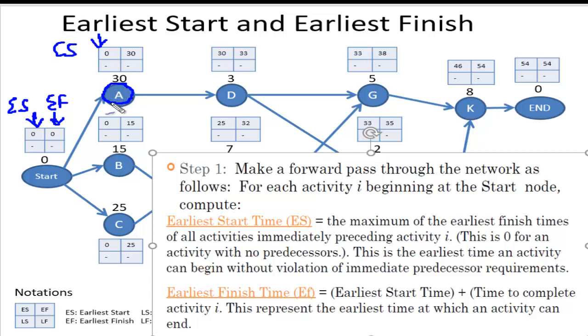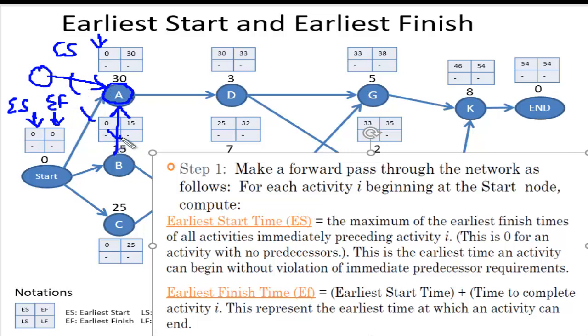So now, if I want to calculate the earliest start time ES, that is the maximum of the earliest finish times of all the activities immediately preceding activity I. That means whatever the preceding activities are, this time it's only having one arrow. Maybe it has some other arrows coming in also, maybe some other activity coming into it. So we have to see what is the maximum of the finish times of all of these.